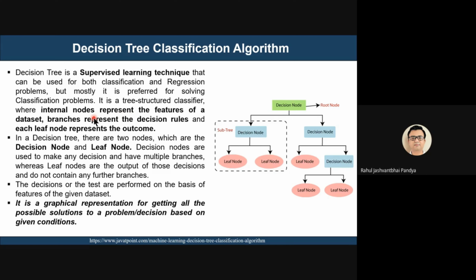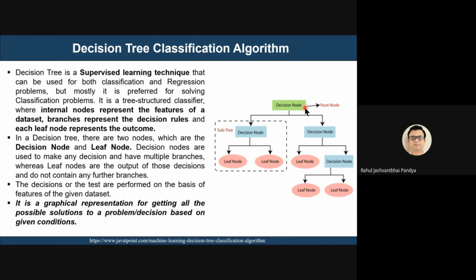nodes represent particular features of the data sets, and the branches represent the decision rules, right? How we are segregating them. Each leaf node represents the outcome. The structure looks as presented in the figure.